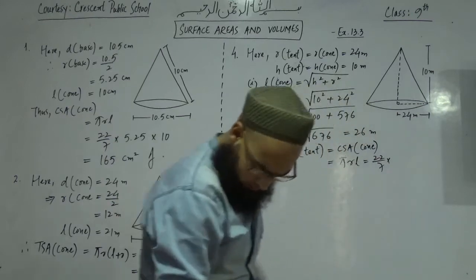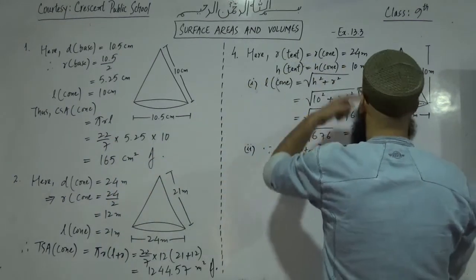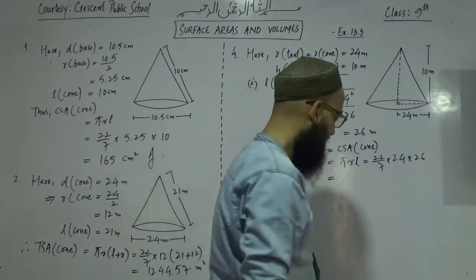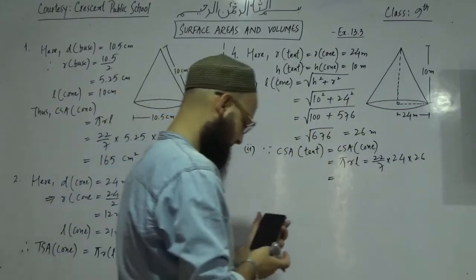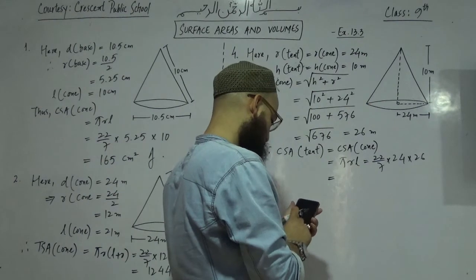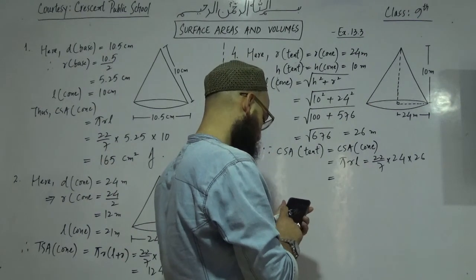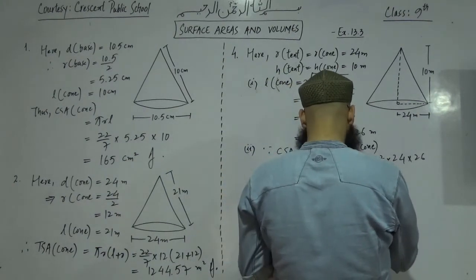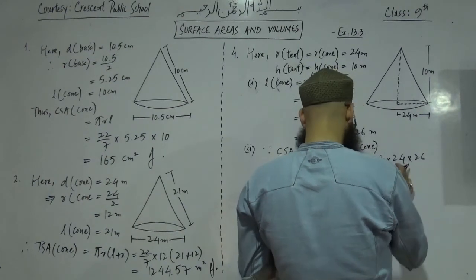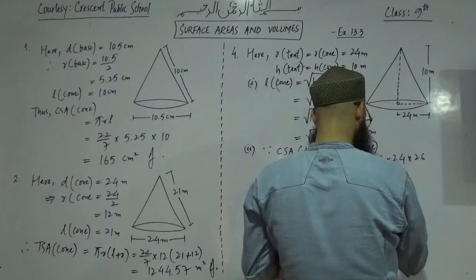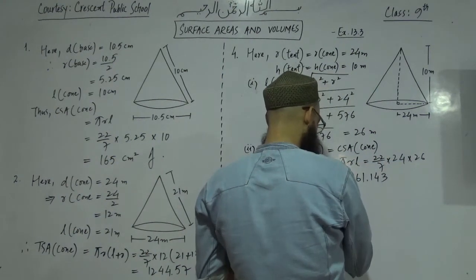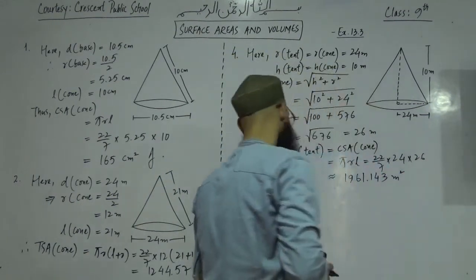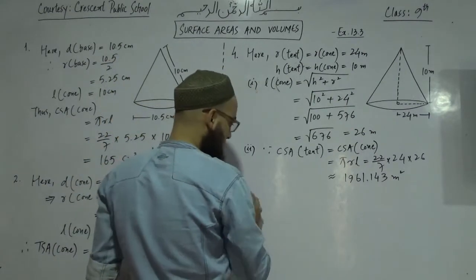That is 22 by 7, radius is 24, times slant height 26. Now let us solve this. 22 times 24 times 26 divided by 7 is 1961.143. This is of the order 1961.143 square meter. That is the curved surface area of the tent.